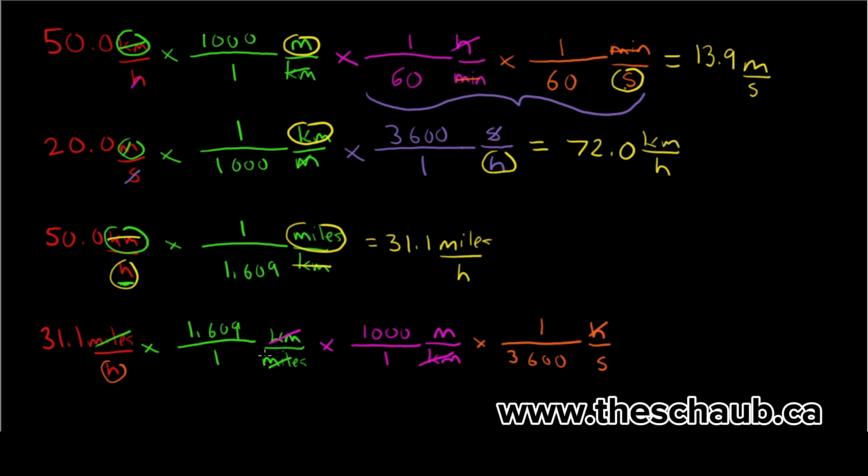Our hours on top cancels with our hours on the bottom. Now if we do all of this multiplication, we're going to have 31.1 multiplied by 1.609 multiplied by 1,000 divided by 3,600, and you're going to end up with 13.9. We have seconds on the bottom, meters on the top, meters per second, and this confirms our answer from the first example.